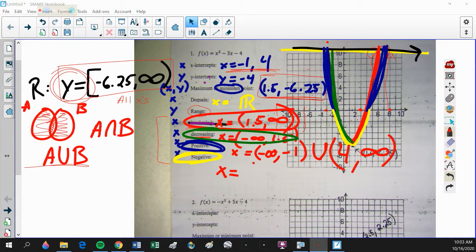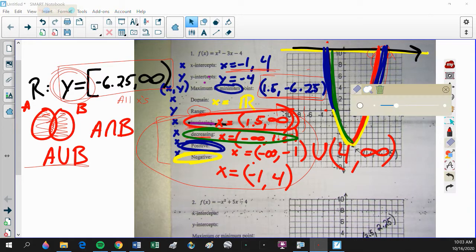Now negative. X equals. When is the car below sea level? 1 second ago up to 4 seconds from now. So -1 to 4. Are we below sea level at -1? No. Parenthesis. Are we below sea level at 4? No. Parenthesis. Okay, do you guys understand that? So the biggest mistake people make would be right here, and they say y values instead of x values.